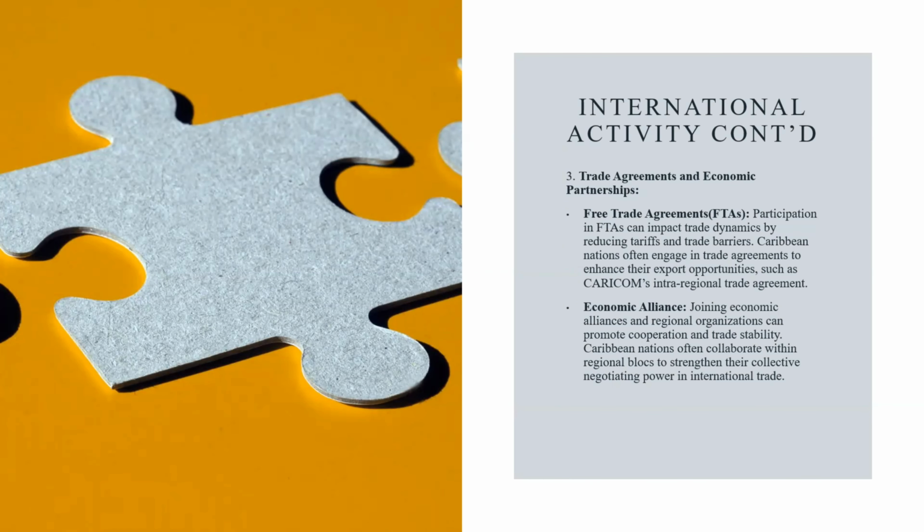Three, we have trade agreements and economic partnership. Trade agreements, or free trade agreements, I should say, FTAs. Participation in FTAs can impact trade dynamics by reducing trade barriers and tariffs as well, right? Caribbean nations often engage in trade agreements to enhance their export opportunities, such as CARICOM's intra-regional trade agreement. Economic alliance: joining economic alliances and regional organizations can promote cooperation and trade stability. Caribbean nations often collaborate within regional blocs to strengthen their collective negotiating power in international trade.